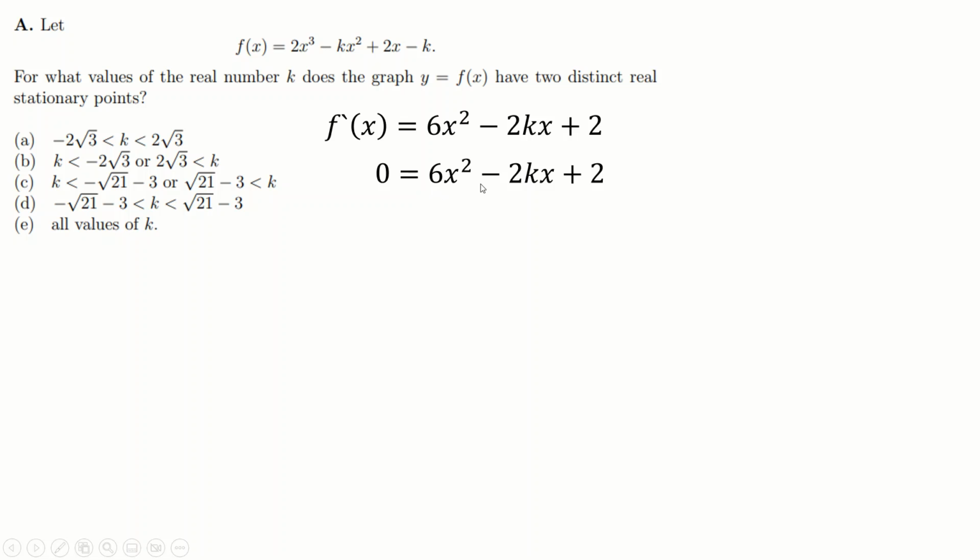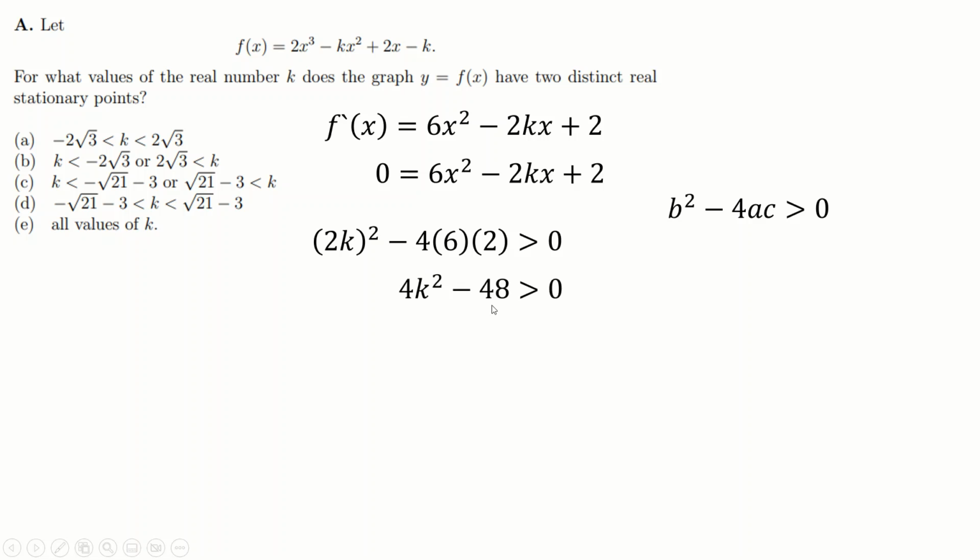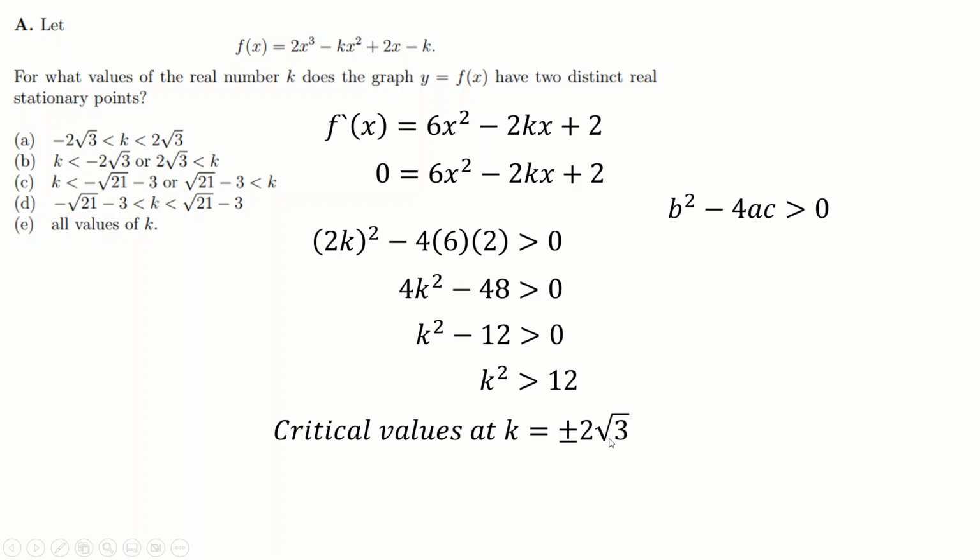Again, easy. Now b squared minus 4ac needs to be greater than 0 in this quadratic here because we want two distinct real stationary points. So okay, that's a, that's b, and that's c. I can just be lazy and square 2k rather than minus 2k because they both square to the same thing. Just make sure you do square it though to 4k squared. Divide everything by 4, and now this is a quadratic. Actually, I think what I did was move the 12 over and then square root. 12 is 4 times 3, so the root is 2 times root 3. So critical values at plus or minus 2 root 3.